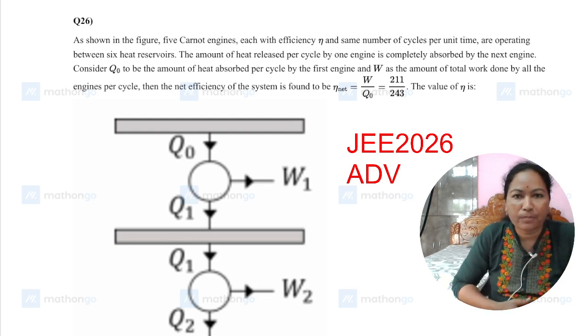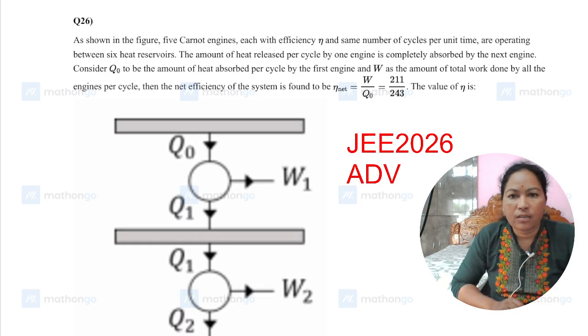Let's dive into the problem. As shown in the figure, 5 Carnot engines, each with efficiency eta and the same number of cycles per unit time, are operating between 6 heat reservoirs. The amount of heat released per cycle by one engine is completely absorbed by the next engine.